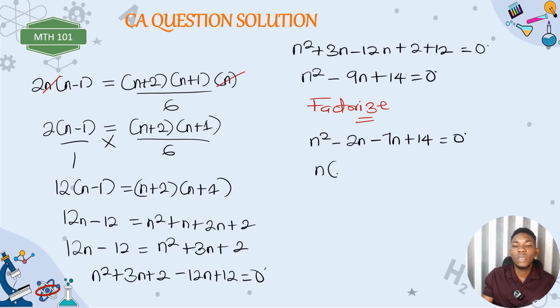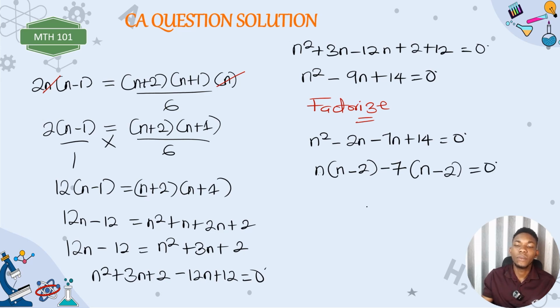So n is common here. You look at what is common between n squared and 2n. n is common, so you take it out. This gives us n minus 2, because n squared divided by n gives n, and 2n divided by n gives 2. Minus, what do you think is common between 7n and 14? 7 can go into 14 and 7 can go into 7. So we say minus 7 bracket. 7n divided by 7 gives n, negative times negative gives positive, and 14 divided by 7 gives 2.